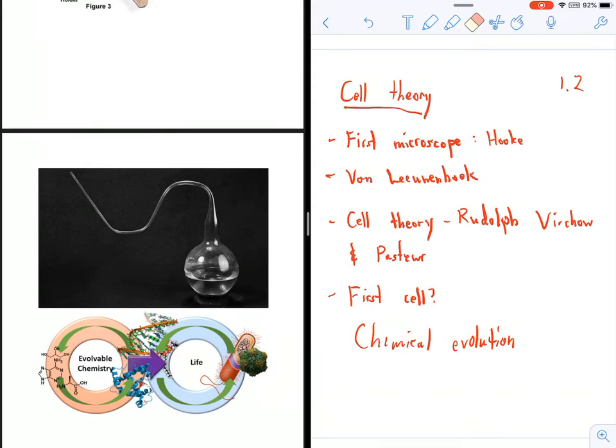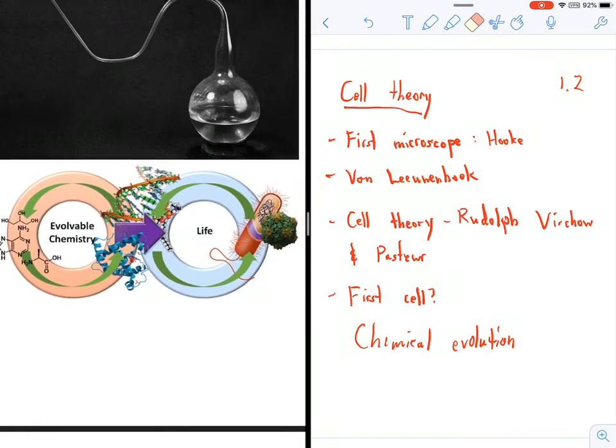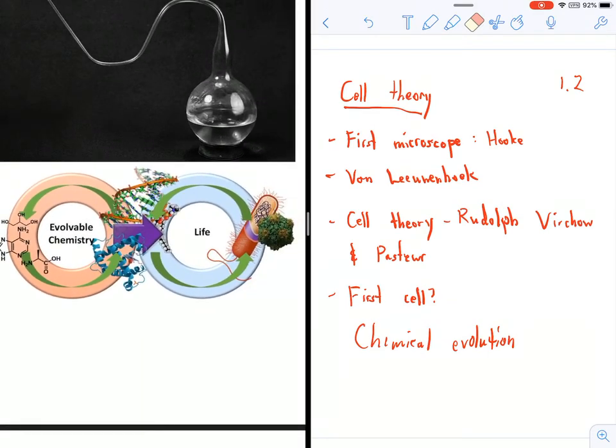So if all the cells come from pre-existing cells, where does the first cell come from? The answer is chemical evolution. And we hypothesize that non-living inorganic things come together to form the first cell.